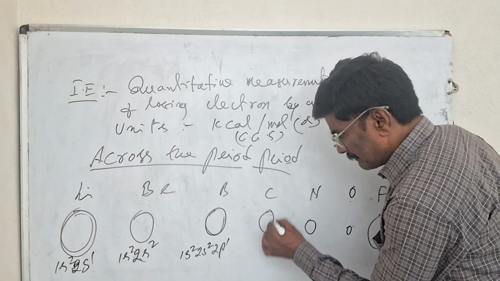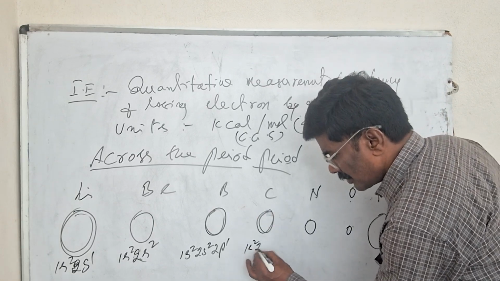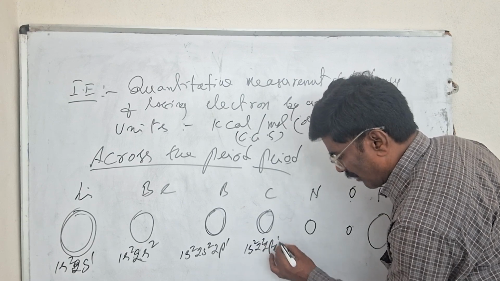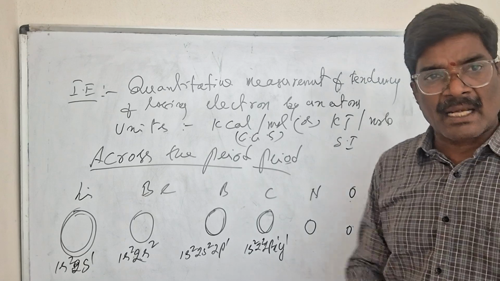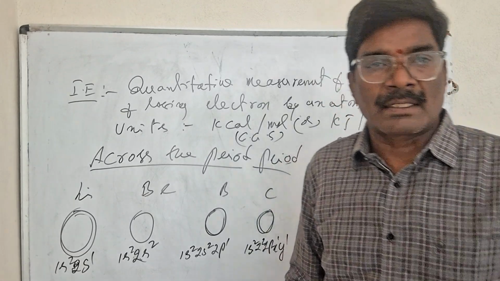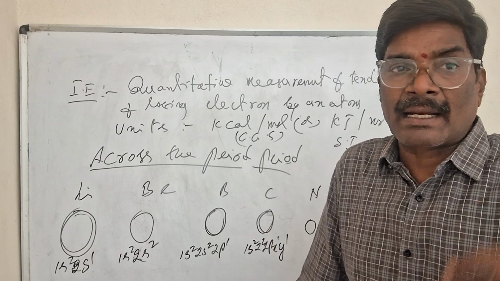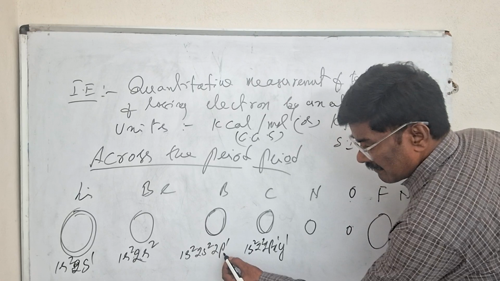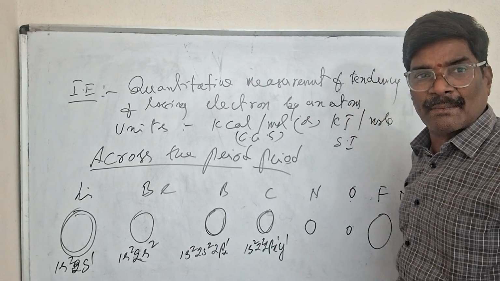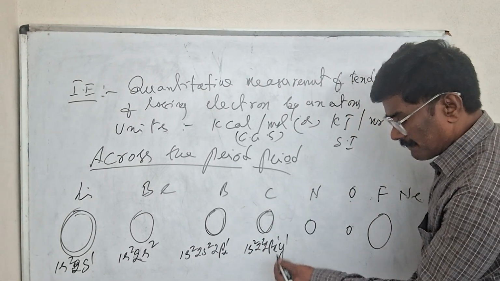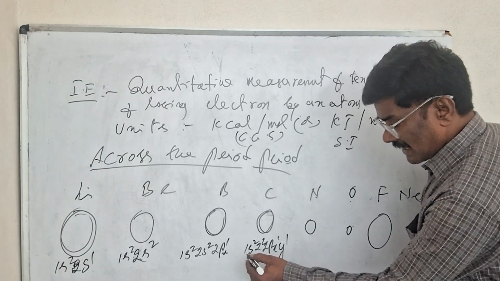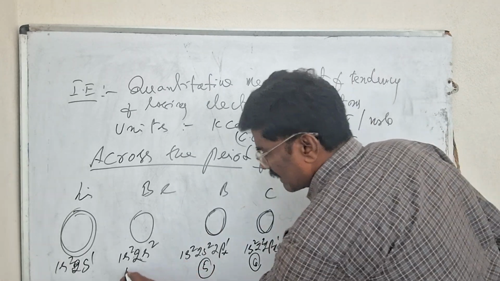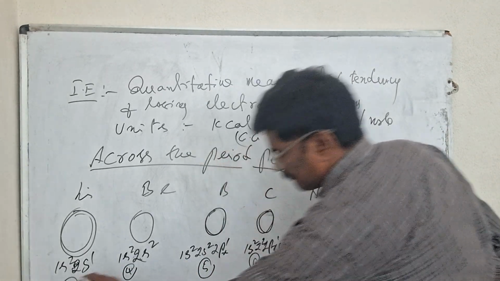When you come to carbon, 1s2 2s2 2px1 2py1, because the p sublevel contains 3 orbitals: px, py, pz. So the first electron in boron is in the px orbital. When you come to carbon, px1 py1, total 6 electrons. Atomic number is 6. Atomic number 5, atomic number 4, atomic number 3: 3, 4, 5, 6.